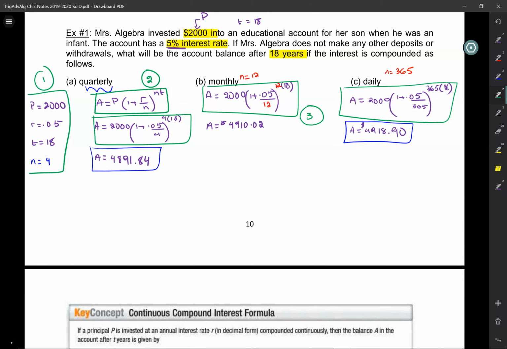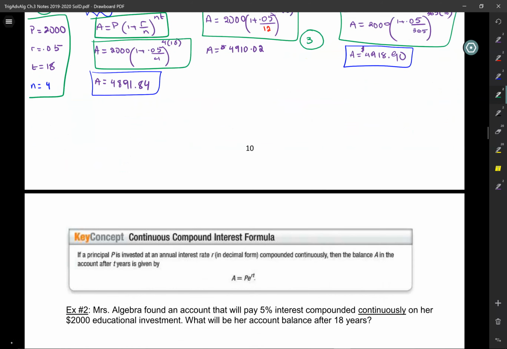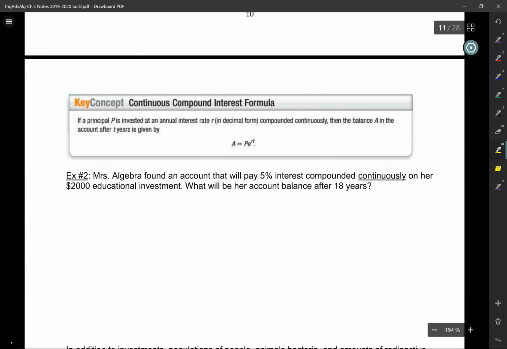Now, so take a look. Mrs. Algebra does the math, because she's Mrs. Algebra, and she figures out, you know what, with any of these accounts, even if I go to daily, right, I'm only increasing my profit by $27 over 18 years. And she's like, you know what, I don't like any of these accounts because I want to be rich by the 18 years. I want my son to not have to worry about anything. So then she goes and she hears about this thing where the bank pays you interest continuously. And from that we get the continuous compound interest formula.